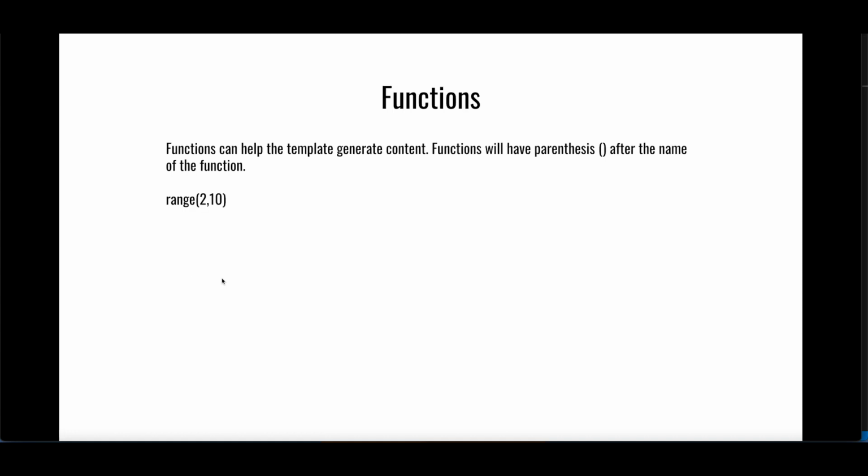Functions can help a template generate content. Functions will have the parentheses, just like a normal JavaScript, Java, PHP, or C function. For example, range is a function. So if we were writing a loop and it contained a range, we would say for something in range(2, 10). That's how we would write it.